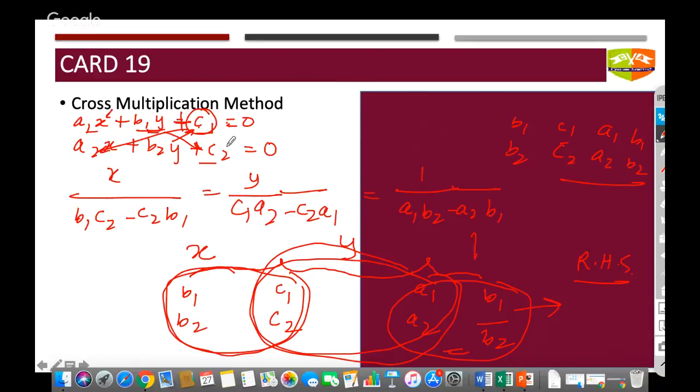And this is for which equation? For the equation where c1 and c2 are on the left hand side of 0. If they are on the right hand side of 0, c1 and c2 have to be replaced here with a negative sign, as simple as that. So you need to check this very clearly when you are solving equations.